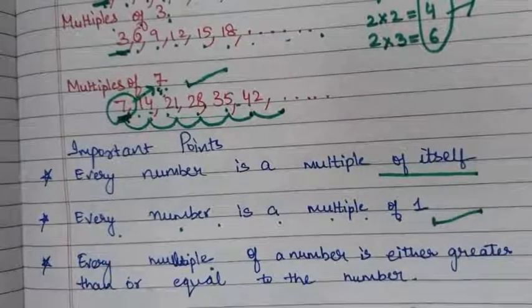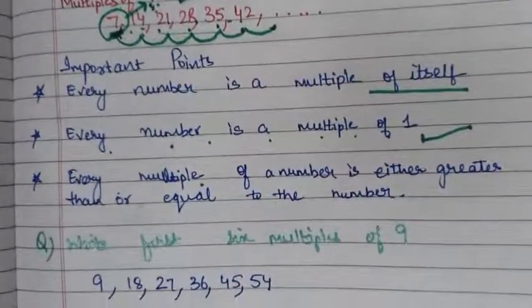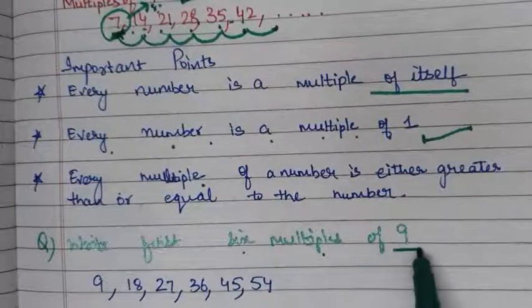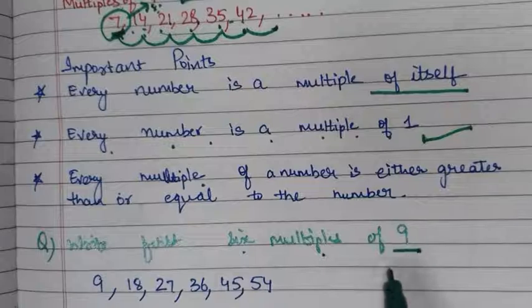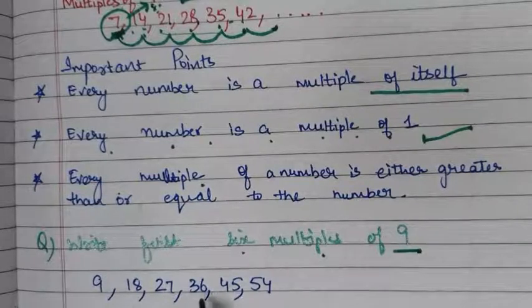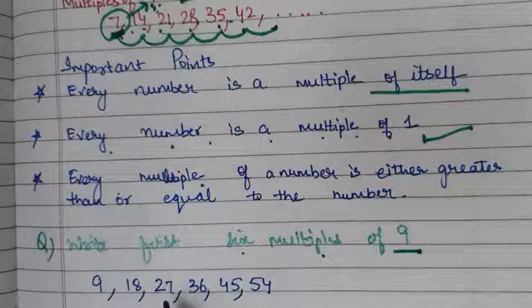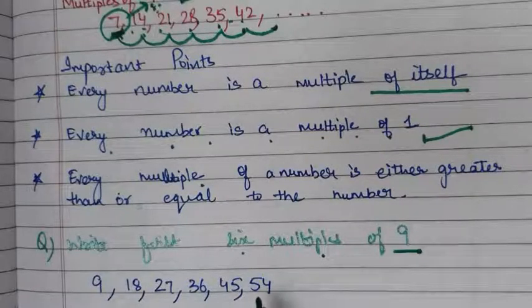Now, how can we find the first 6 multiples of 9? Very easy. Write the table of 9 till 9 into 6. 9, then 18, then 27, 36, 45 and in the last 54.